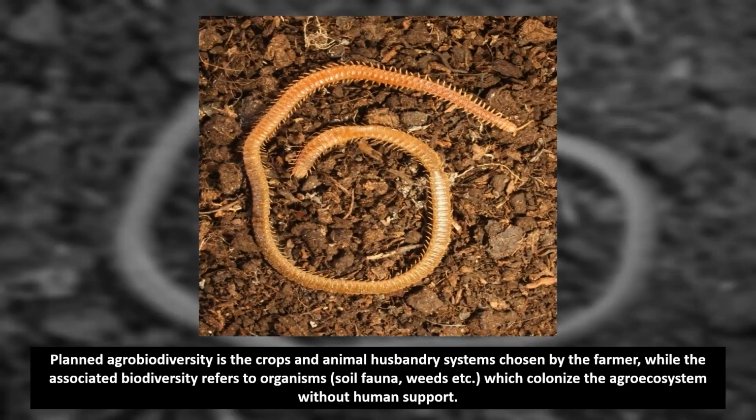Here, a point to be noted when we are looking at the scope of agrobiodiversity is that we can make a distinction between the plant or controlled biodiversity and the associated biodiversity. When you talk about plant agrobiodiversity, it is the crops and animal husbandry systems chosen by the farmer, while the associated biodiversity refers to organisms, including the soil fauna and weeds in that system, which colonize the ecosystem without human support.